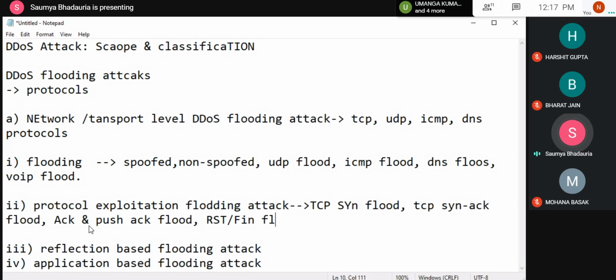finish flood. Where is it used? Where are the reset and finish packets used? Hey, all of your networking concepts are very weak. You should start reading the basics once again. Where are reset and finish used?